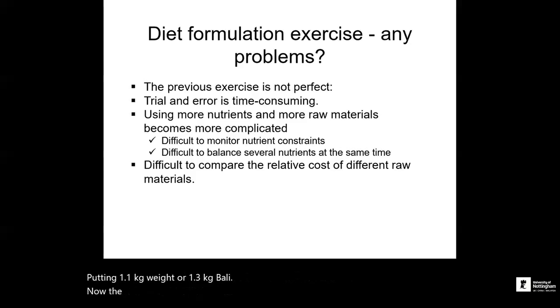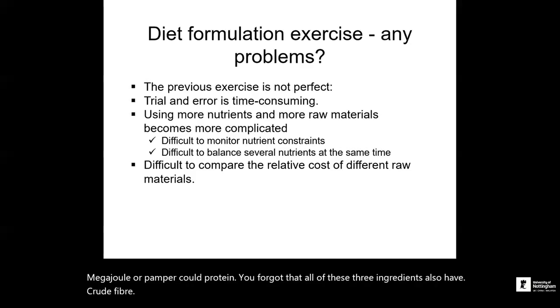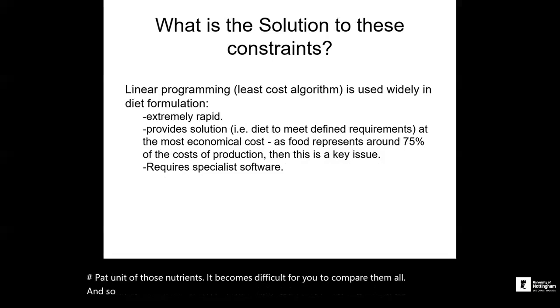Now, the price comparison you will do is pound per megajoule or pound per crude protein. You forgot that all of these 3 ingredients also have crude fiber, calcium, phosphorus, lysine, methionine concentrations in them that will affect your formulation. So, pound per unit of those nutrients, it becomes difficult for you to compare them all. And so, these are some of the constraints with regards to using the spreadsheet.